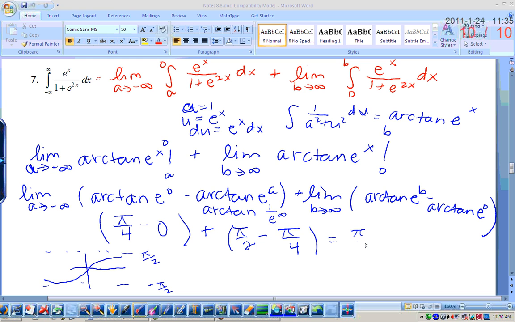Right, so we have pi over 4 plus pi over 2 minus pi over 4, which is pi over 2. That is as hard as it will get, I promise. And so much of it is about the notation, so you just have to remember to write that limit. You have to remember to start by taking the limit and then continue to write that limit.